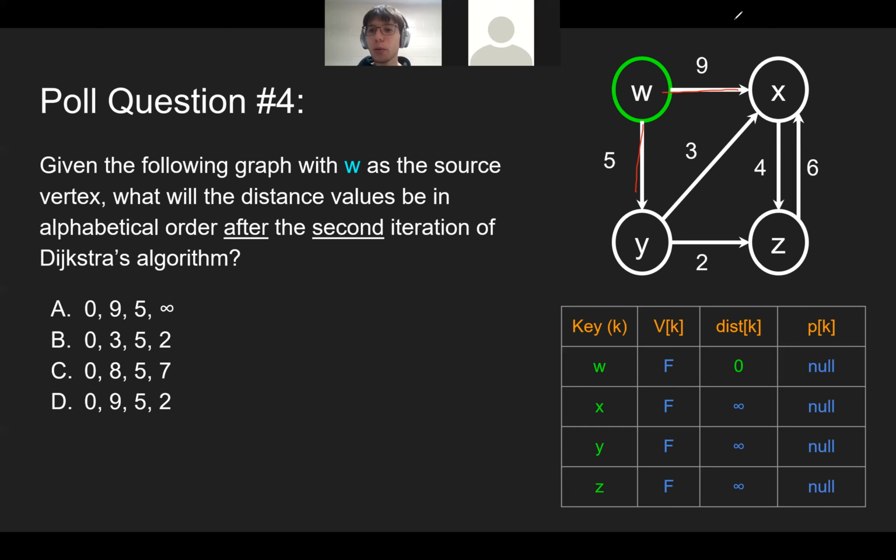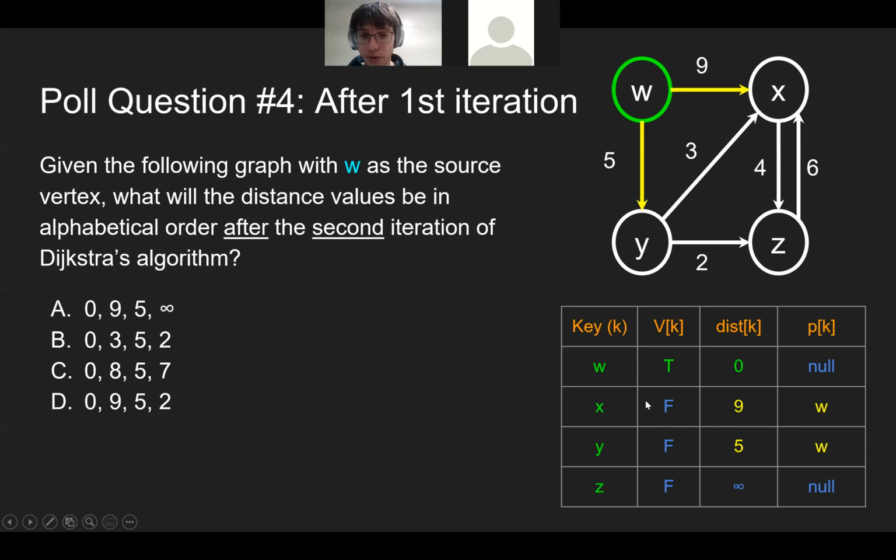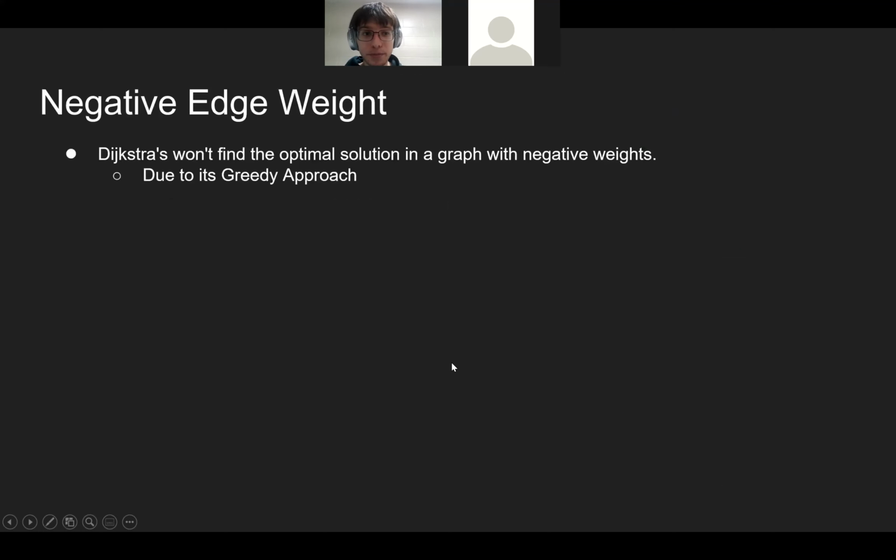I think that's right. You got the answer, but one thing I do want to mention is that after the first iteration, we're supposed to pick only one to visit. Exactly, you only pick one. So we don't visit X until later, like the third iteration, or the fourth, I guess. After the first iteration, we choose one to visit, and we're going to choose Y.